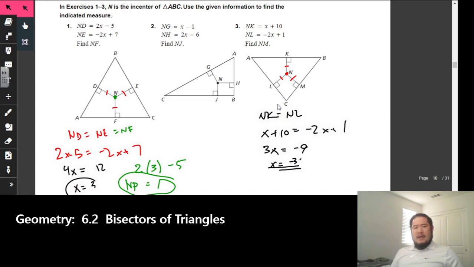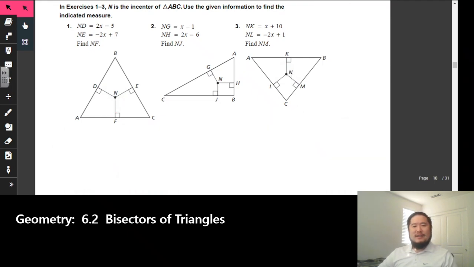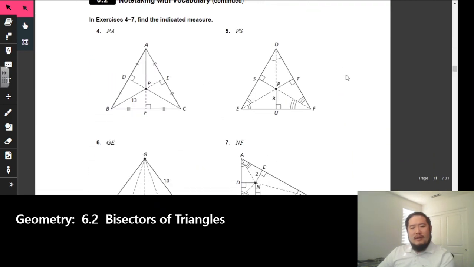All right, so we got negative 3 right here. Let's plug this into NK and end up with negative 3 plus 10, and NK is equal to 7. Well, that tells me that NM is equal to 7, because once again, all these 3 segments right here are congruent to each other. So pretty easy, but you have to know what that theorem is of incenter. And don't forget, the incenter will always be on the inside of your triangle.